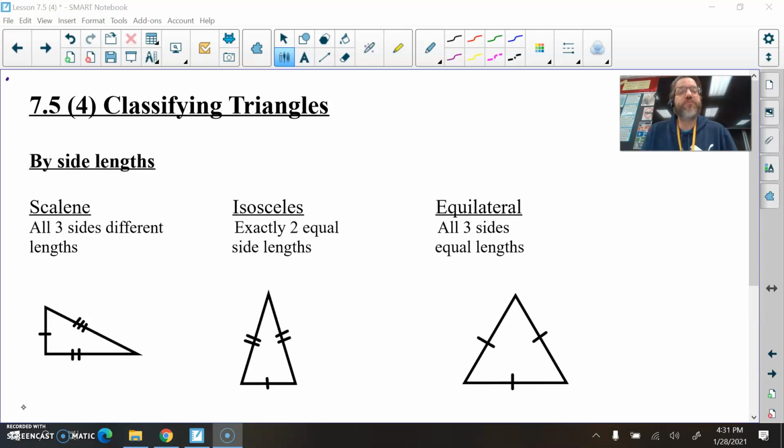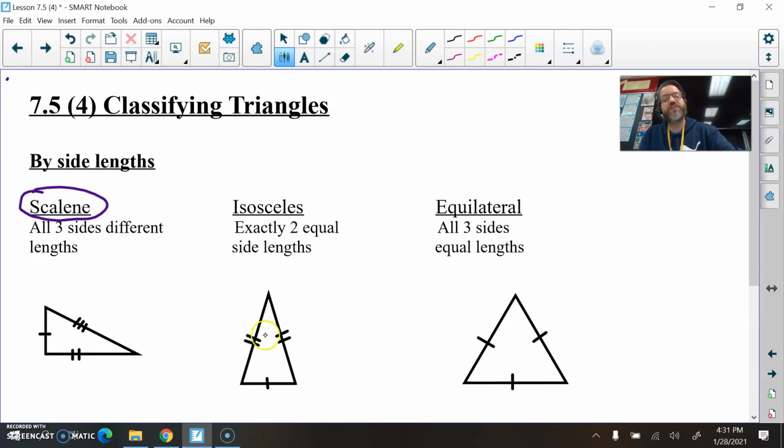But anyway, if we want to classify different types of triangles based upon the lengths of their sides, if all three sides are different in length, and you see I have 1 mark here, 2 marks here, 3 marks here, that's just indicating none of the sides happen to have the same measurement. If all three sides are different in length, that's known as a scalene triangle. Scalene triangles: all three sides are different lengths.